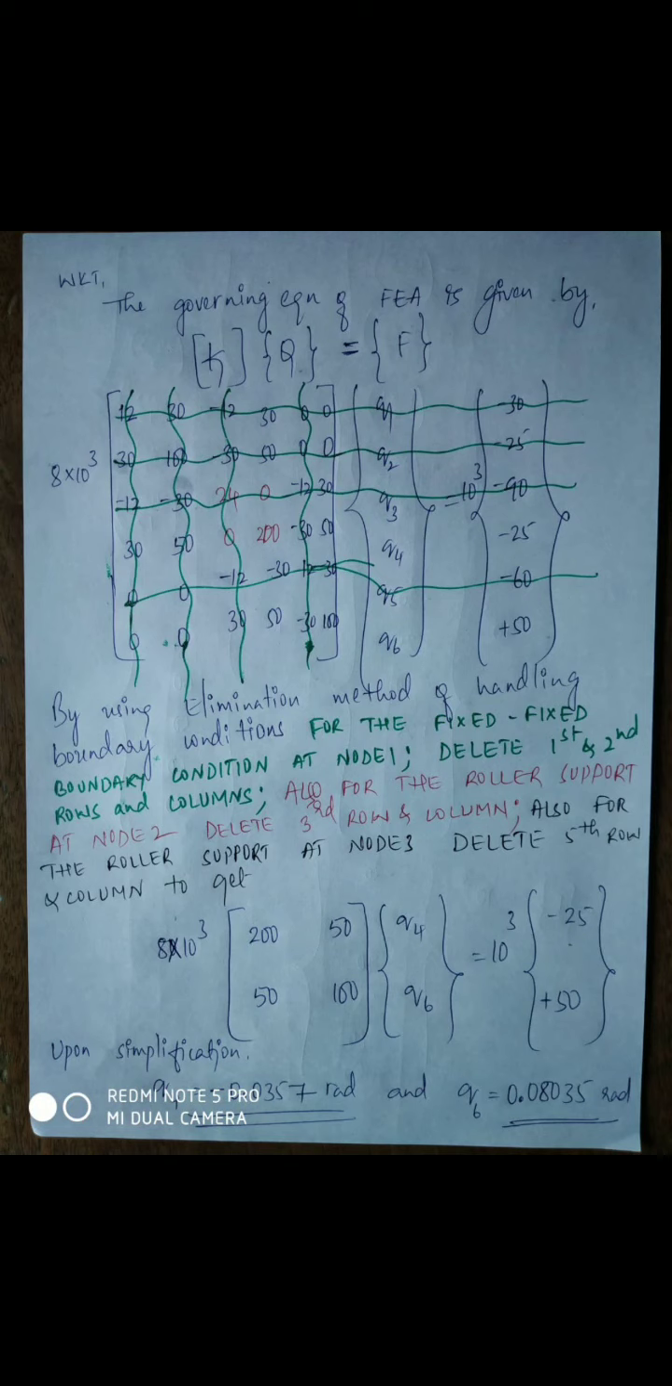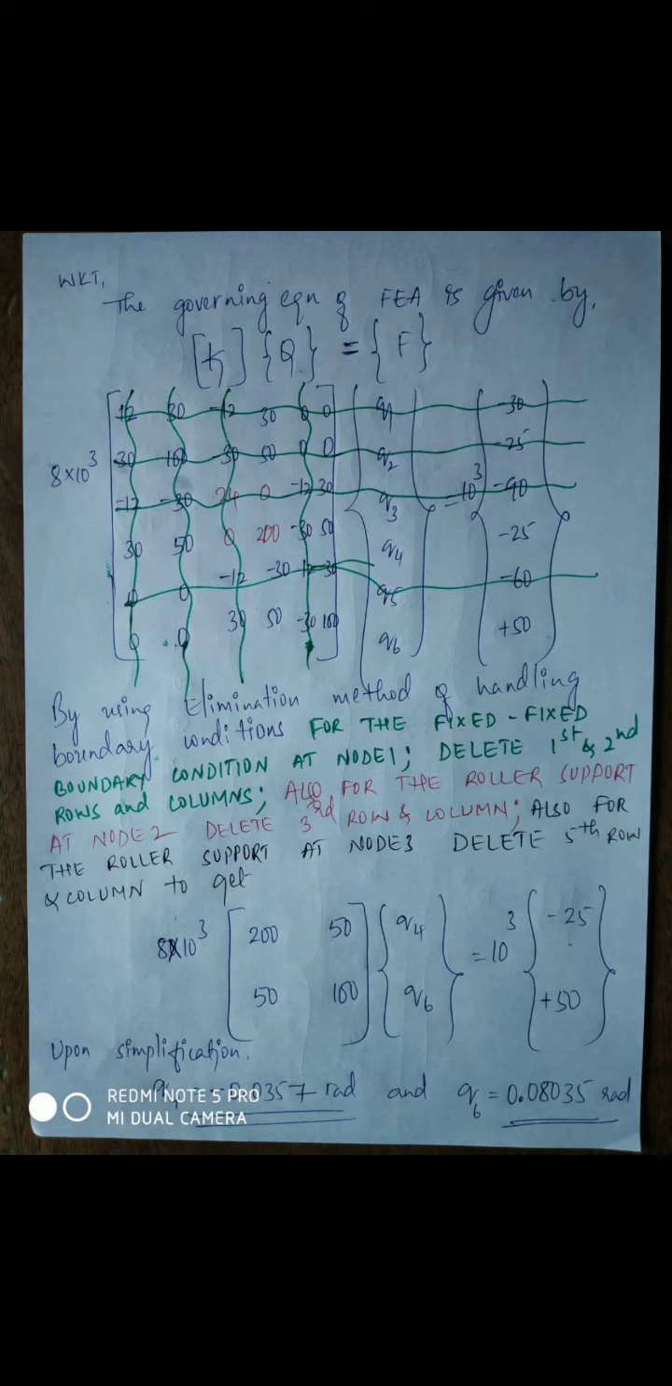In addition, due to the roller support present at node 2, which means that it can have displacement along the x-axis, it is not possible to have displacement along the y-axis, which means there will not be displacement Q3. Thus, you delete the third row and third column.